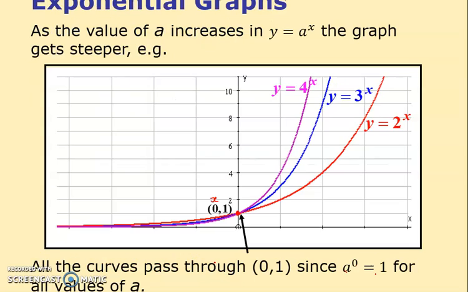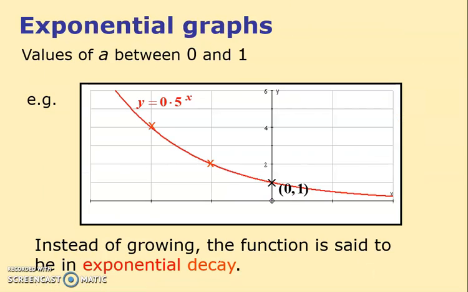Here, these are exponential growth functions. This is an exponential decay function. And it's exponential decay because you can see it going down, down, down. So how do we get that? Notice it's y equals 0.5 to the x.